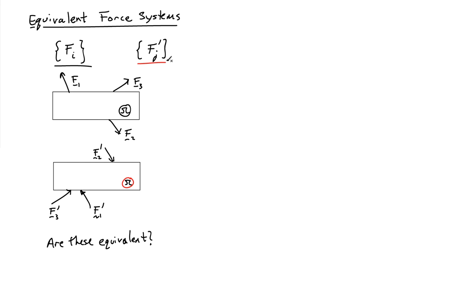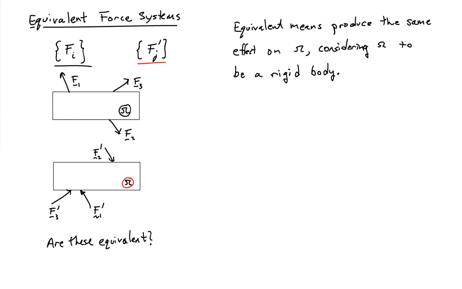And to be able to do that, we have to have some notion of what we mean by equivalency. The notion that we mean by equivalency is that the effect that the forces have on the body is equivalent. And so the way we do that is we say that two force systems are equivalent, meaning that they produce the same effect on the body when we consider the body to be a rigid body. Okay, so this is completely a rigid body concept.